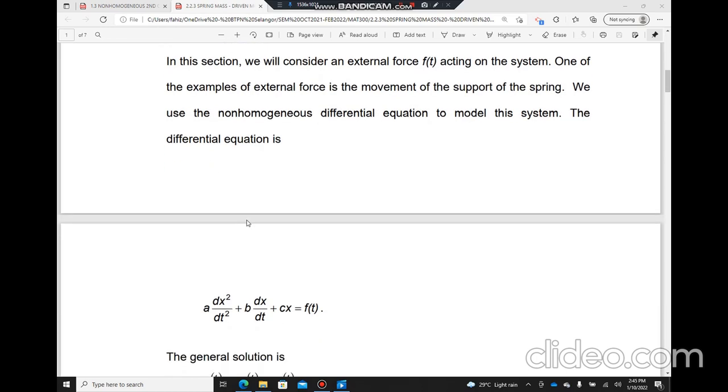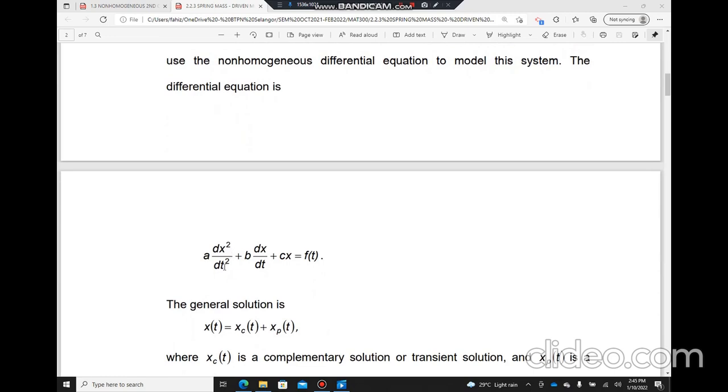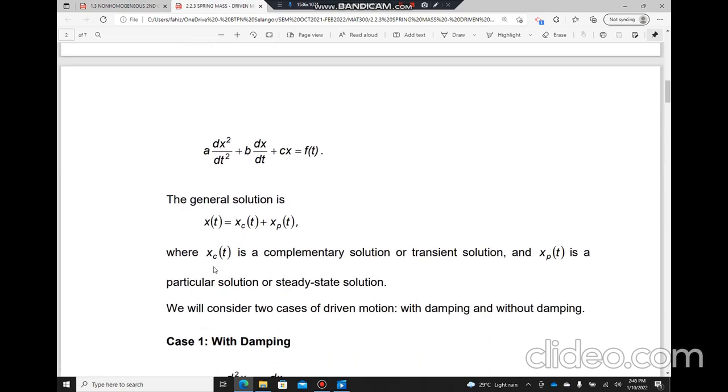The differential equation is a d square x dt square plus b dx dt plus cx equals to f(t). The general solution is x(t) equals to xc plus xp, where xc is a complementary solution or transient solution and xp is a particular solution or steady state solution. We will consider two cases of driven motion with damping and without damping.